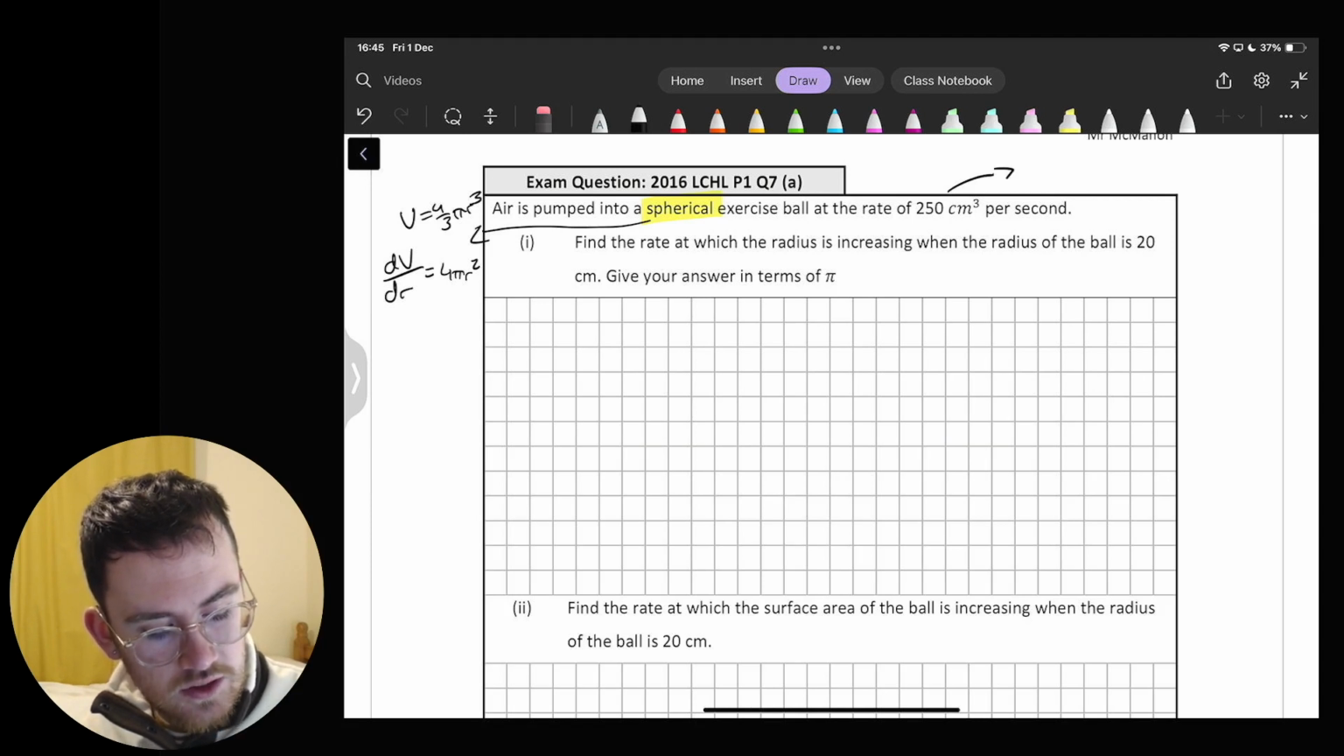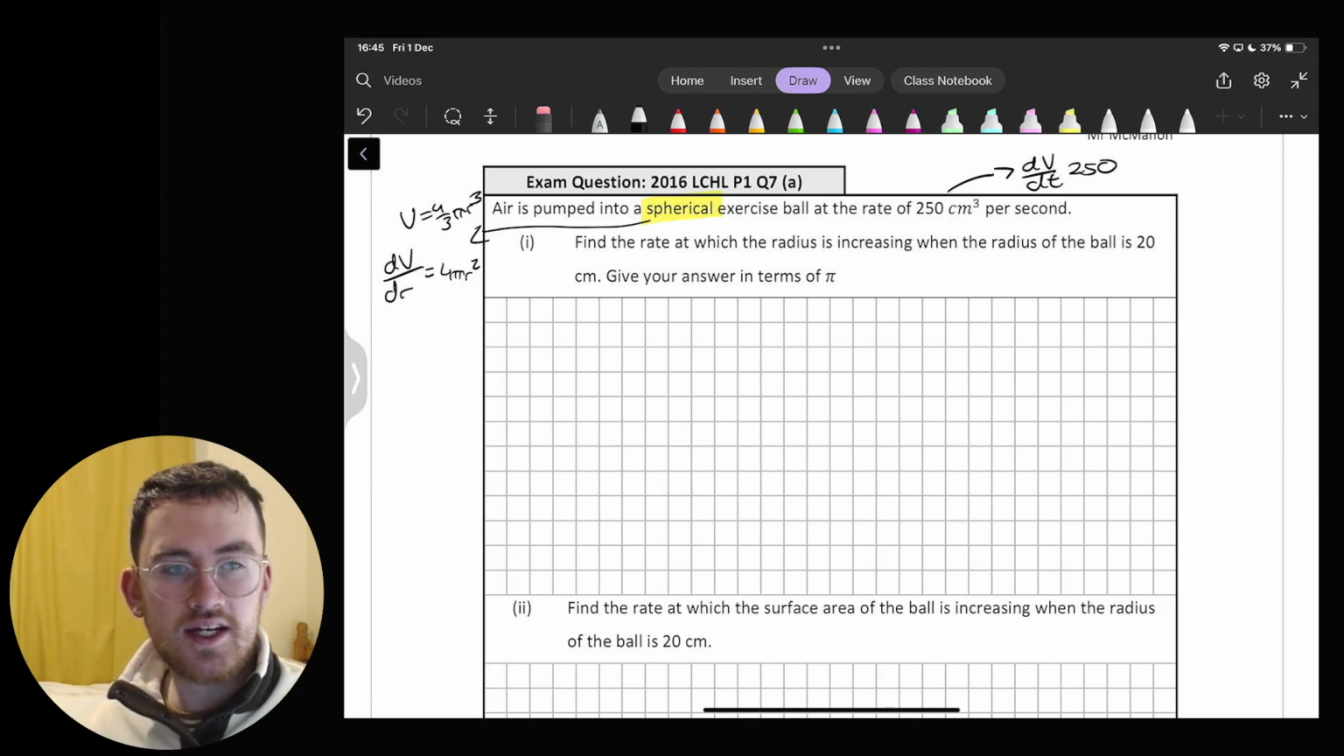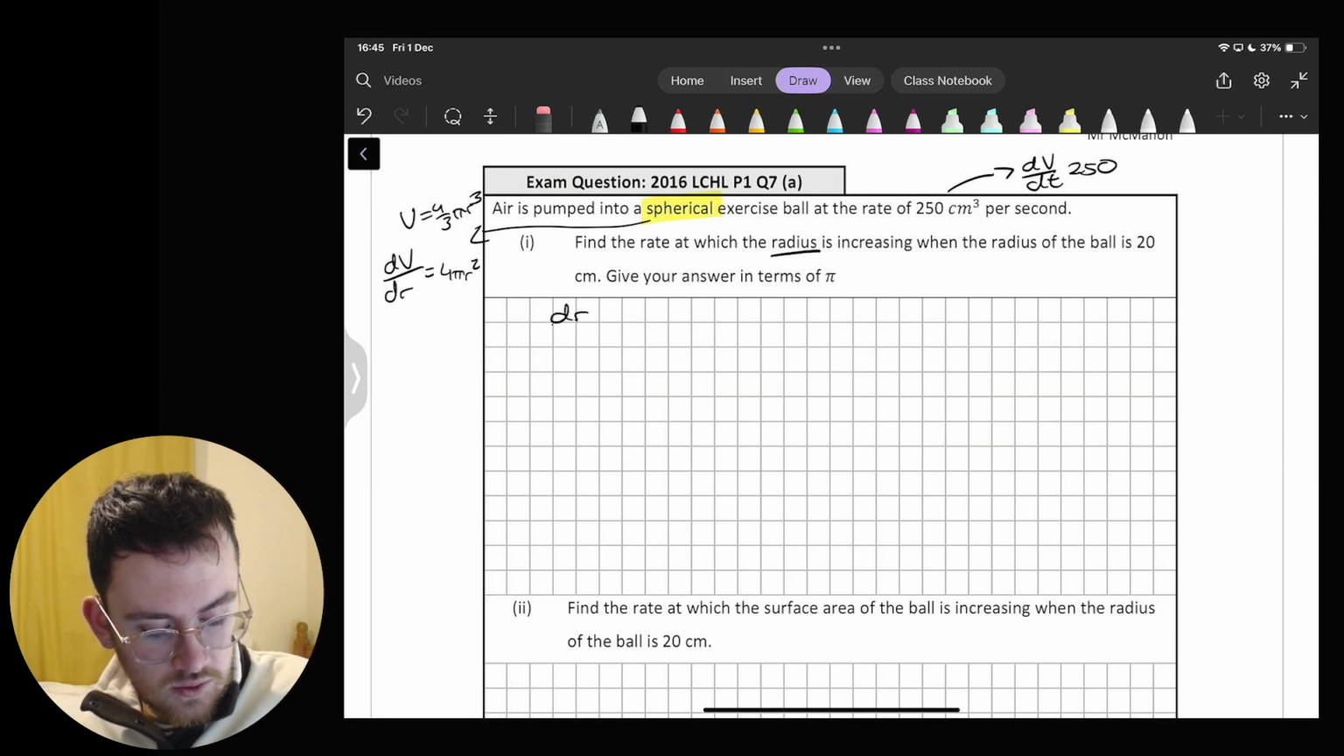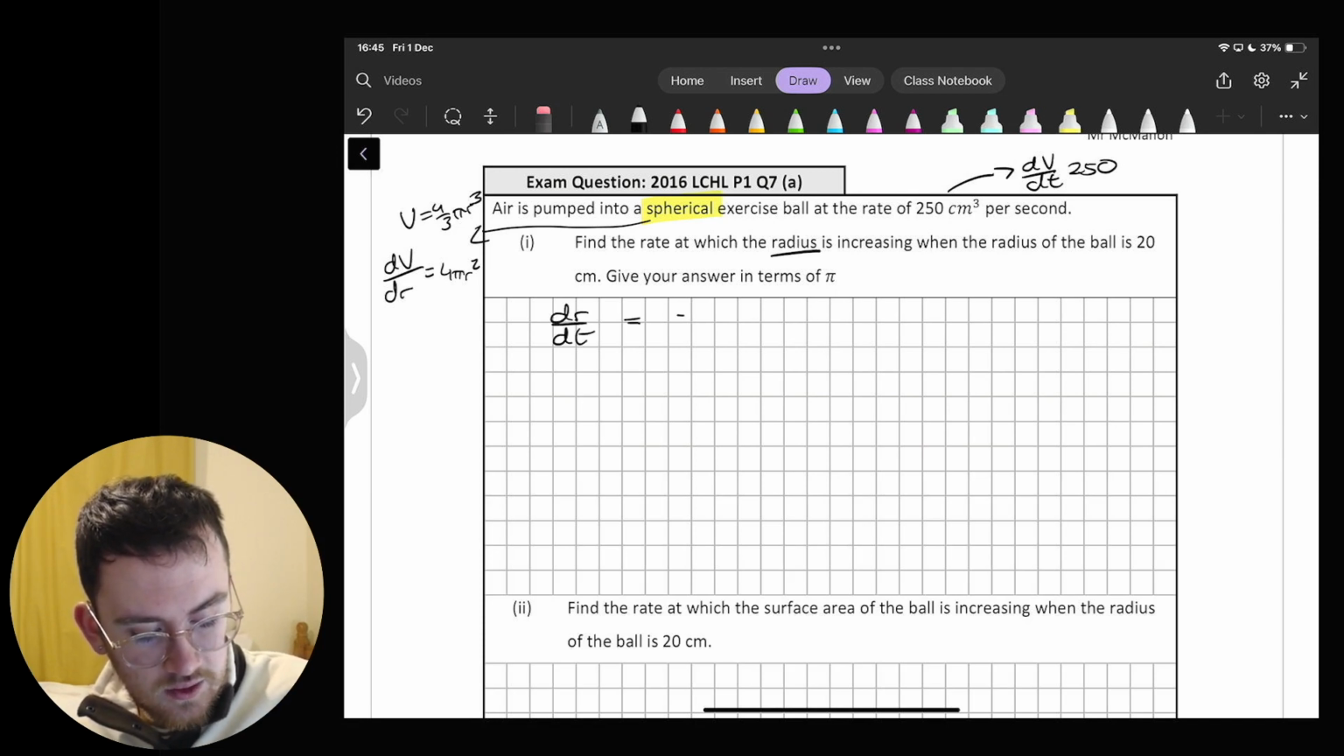The air is pumped into it at a rate of this, so the rate at which the volume is changing is 250 centimeters cubed per second. To find the rate at which the radius is increasing, we're looking for dr dt, and to find that I'm going to have to use dr dv times dv dt.